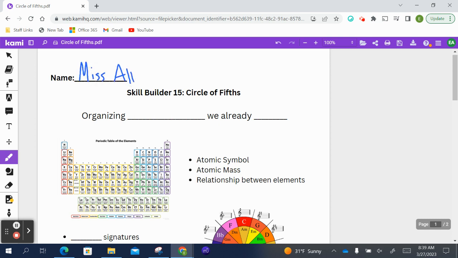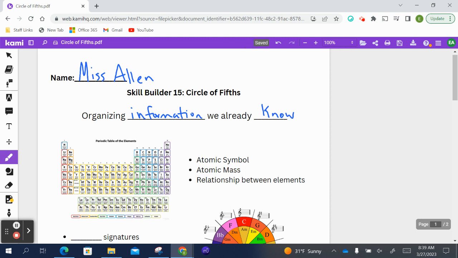And the big thing that I want you to remember today as we're going through this is that with the circle of fifths, we are organizing information that we already know. We're taking things that we've learned in the previous lessons and putting them together into a tool that can be helpful to us.